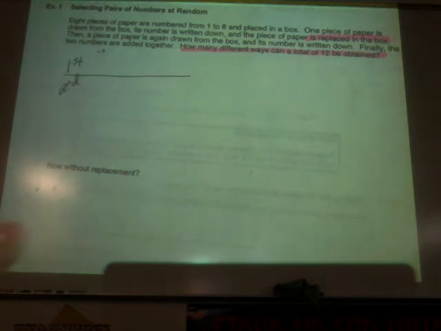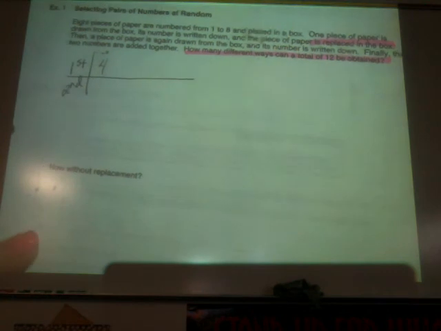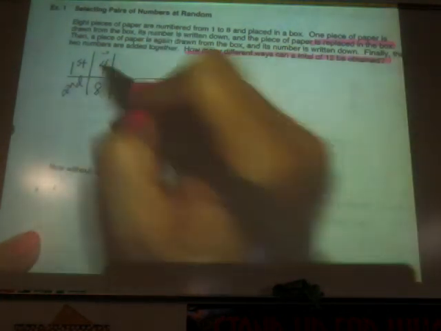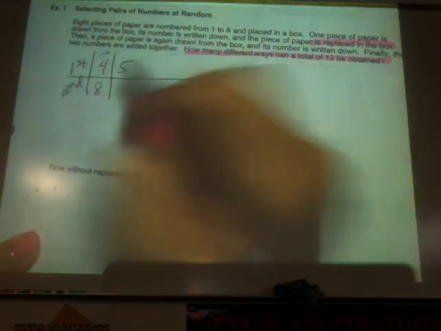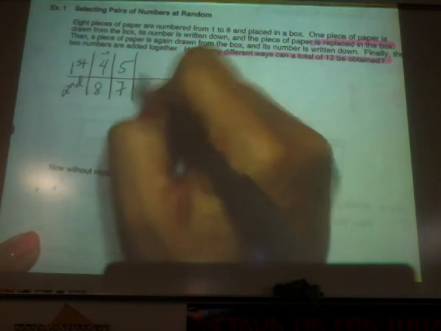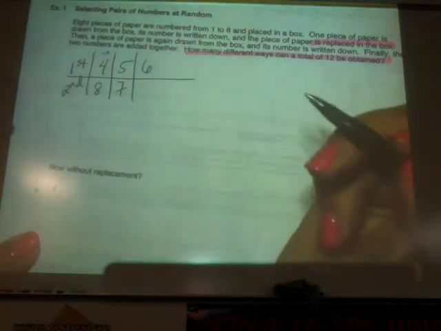How about 4? So if I draw a 4, what would I have to draw for my second number? 8. I would have to draw an 8. All right, so then what if I drew a 5 for my first number? What would I have to draw for my second? 7. A 7. If I drew a 6 for my first number, what would be my second?